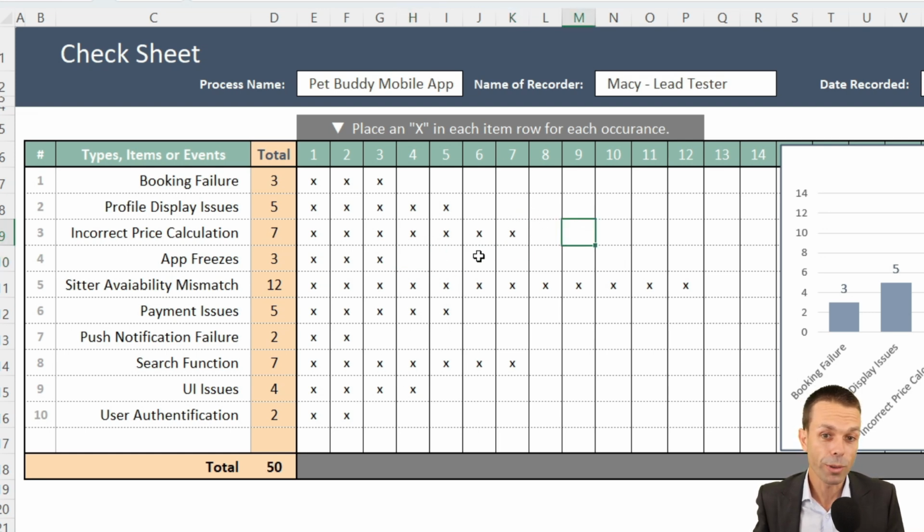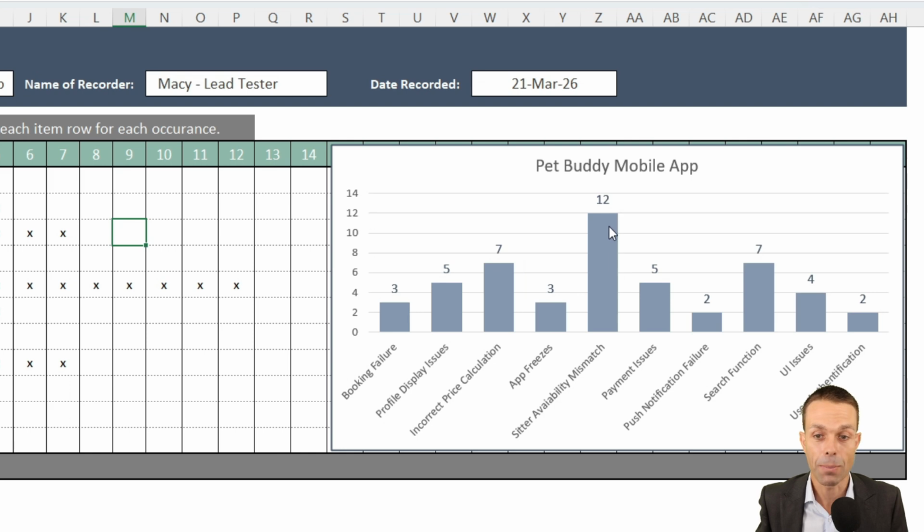But what we can do then is start to look at which one is happening the most. It's our check sheet. And now we get a good idea of where we really need to focus our efforts, because as you can see here, sitter availability mismatch is occurring the most, it's probably going to cause the most issues for us. So this is a simple check sheet, a nice way to count defects.